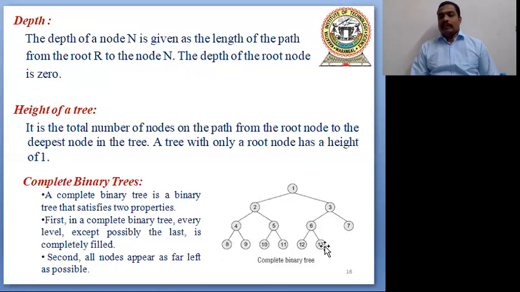Then this is the last level. It may be less, there is no problem. But the previous level must be complete. Second, all nodes appear as far left as possible. So from the left side, it should be completed. Okay, if the right side is pending, there is no problem. But if the right side is pending and the left side has no leaf node, that is not a complete binary tree.